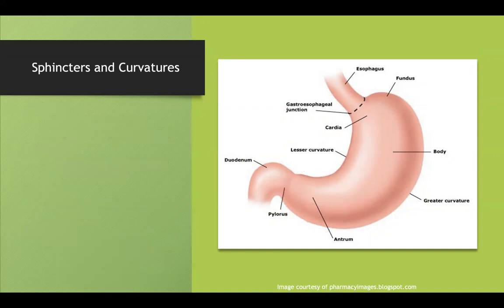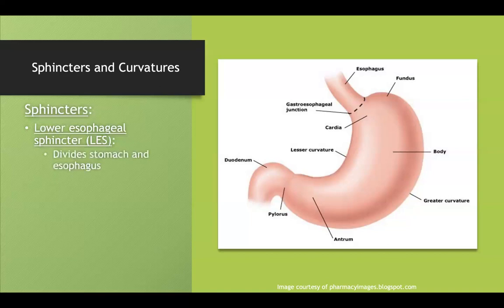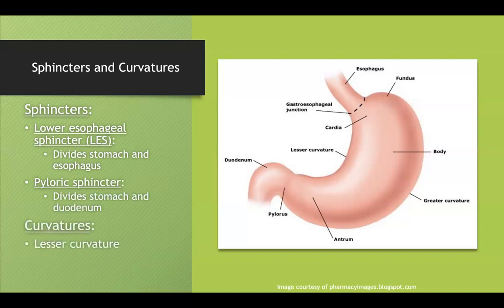And now talking quickly about sphincters and curvatures. The lower esophageal sphincter, which we discussed in great detail in the esophagus lecture, divides our stomach and esophagus. So it's located up here. Whereas the pyloric sphincter divides our stomach and our duodenum, which is located here. The stomach has two curvatures. We have a lesser curvature, which is located here, and the greater curvature is the larger of the two curves, so it's located all the way around here.